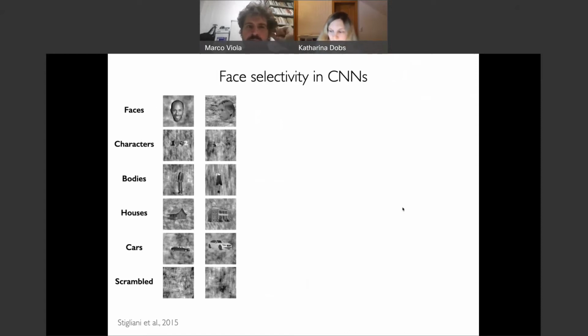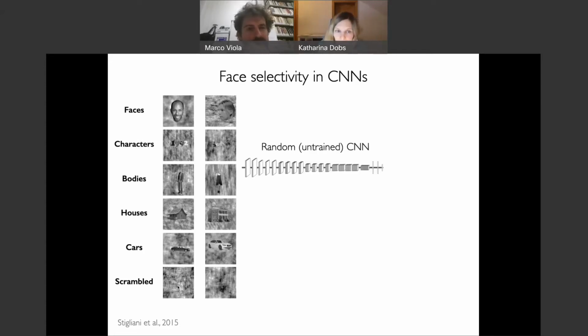So this data set here is from Stigliani et al. in 2015, and it contains images of faces, characters, bodies, houses, cars, and scrambled images. And the nice thing about this data set is it's sort of perfectly controlled. So any response that you get that is higher to faces cannot be explained by any low-level confounds, such as faces are more similar to each other than other categories, or contrast or color or anything like that.